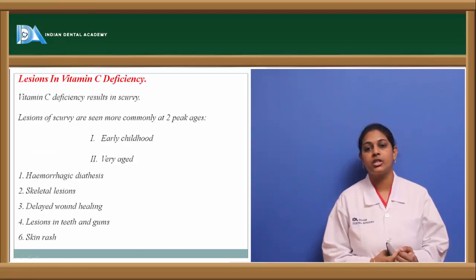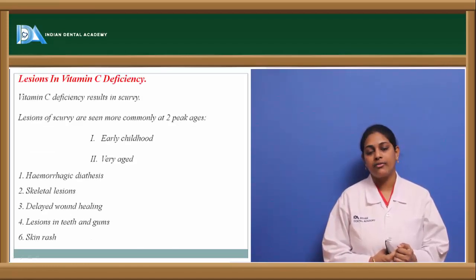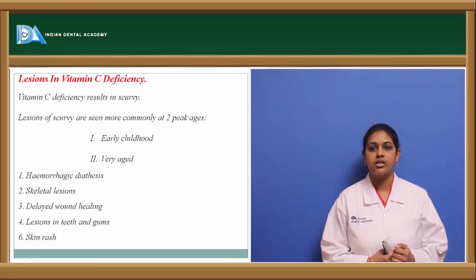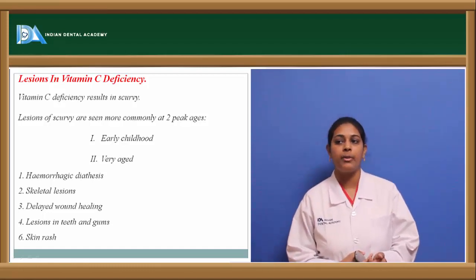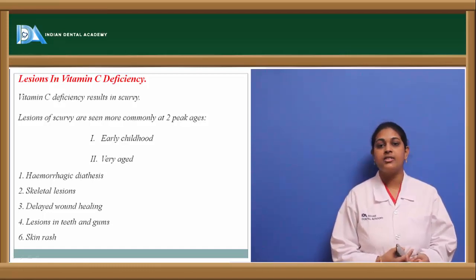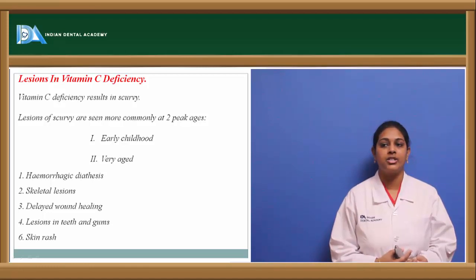Coming to the deficiencies of vitamin C, when there is a deficiency in vitamin C, it might result in certain lesions. First and foremost, it is scurvy. It is a lesion which is seen most commonly at two peak ages, that is in early childhood and very aged childhood.